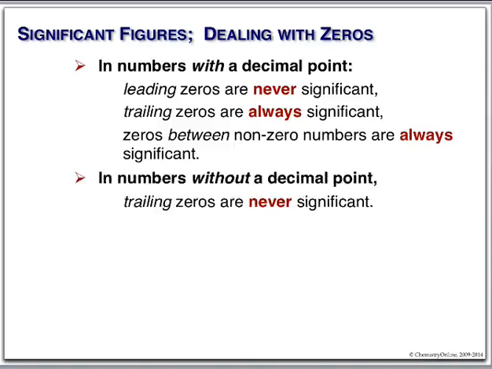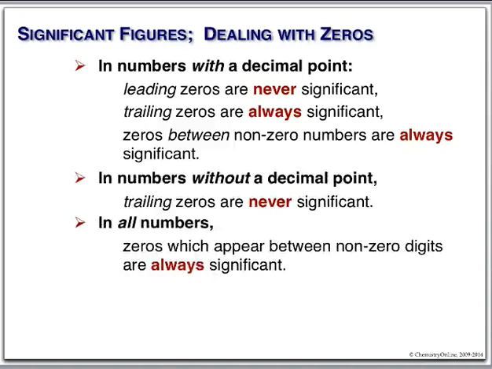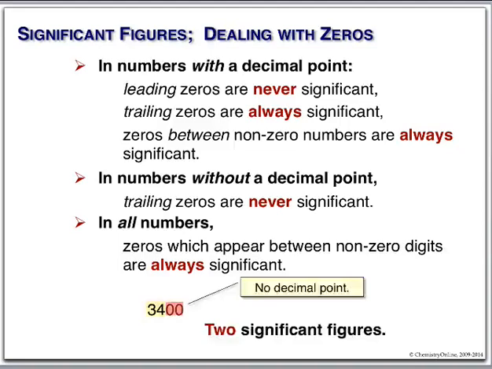If you don't, trailing zeros, that is zeros after the number, are not significant at all. Don't count at all. And once again, anytime you have a zero in between real digits, it's real. So, 3,400. How many significant figures? Two. That's right. Step one, we look and say, no decimal point. Because there's no decimal point, that means that the zeros after the digits don't count. We're left with only two digits and two significant figures.